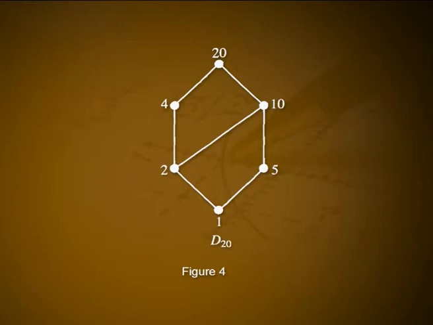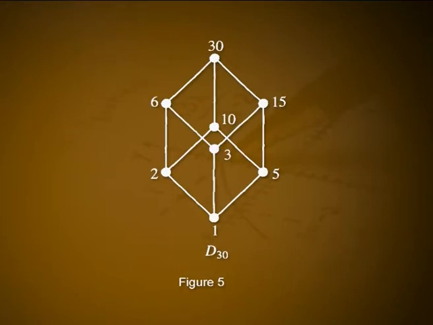Example 14. The lattices in figure 9 each have the property that every element has a complement. The element C in both the cases has two complements A and B. Example 15. Consider the lattices D20 and D30 discussed in example 3 and shown in figure 4 and figure 5. Observe that every element in D30 has a complement. For example, if A equal to 5, then A' is equal to 6. However, the elements 2 and 10 in D20 have no complements.